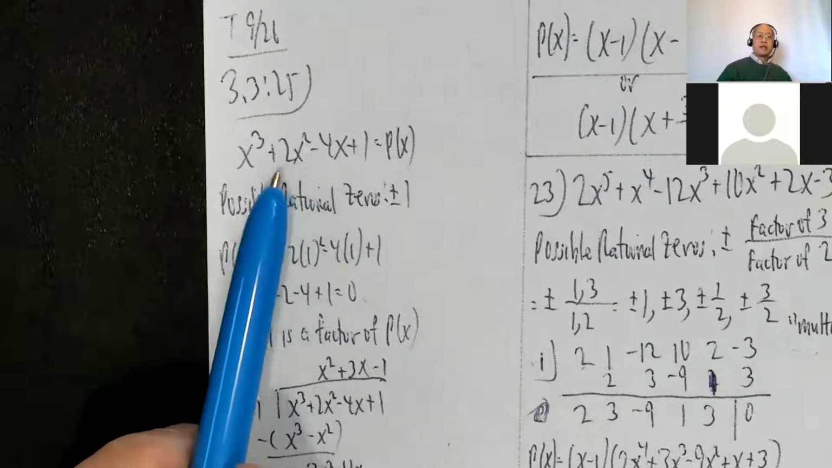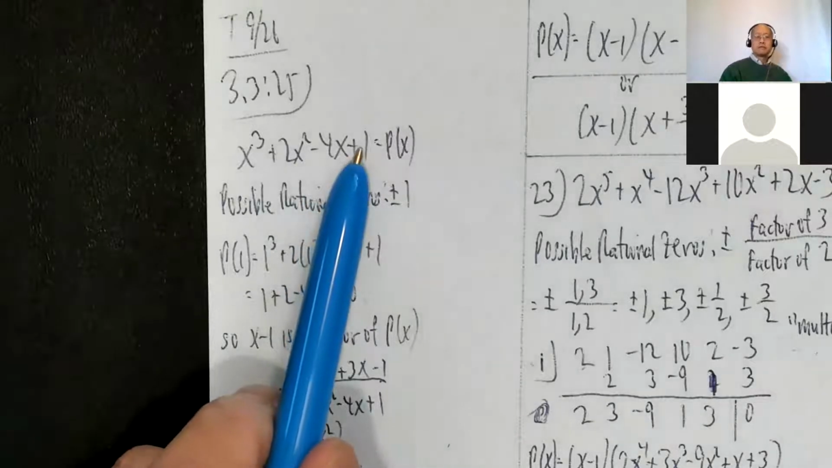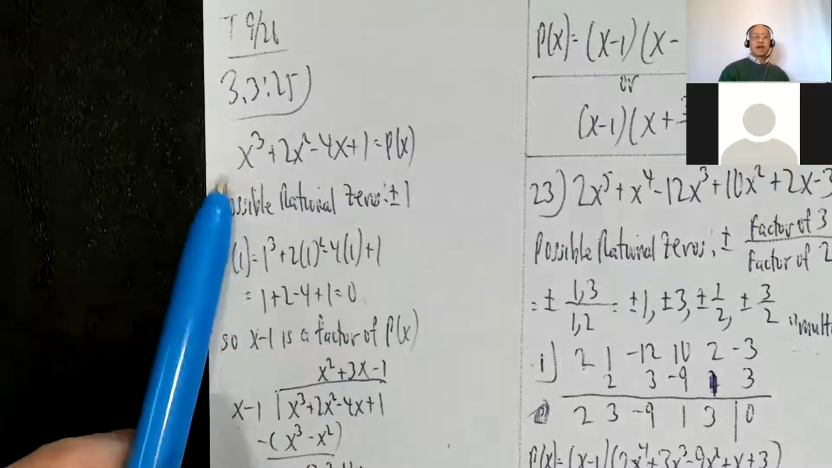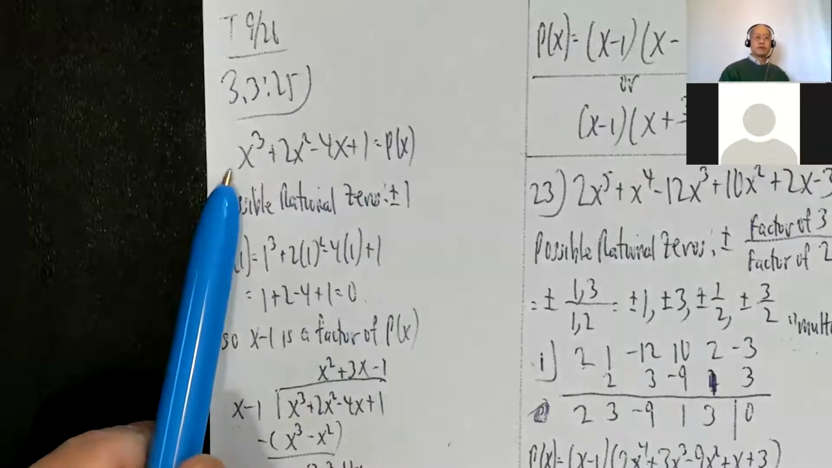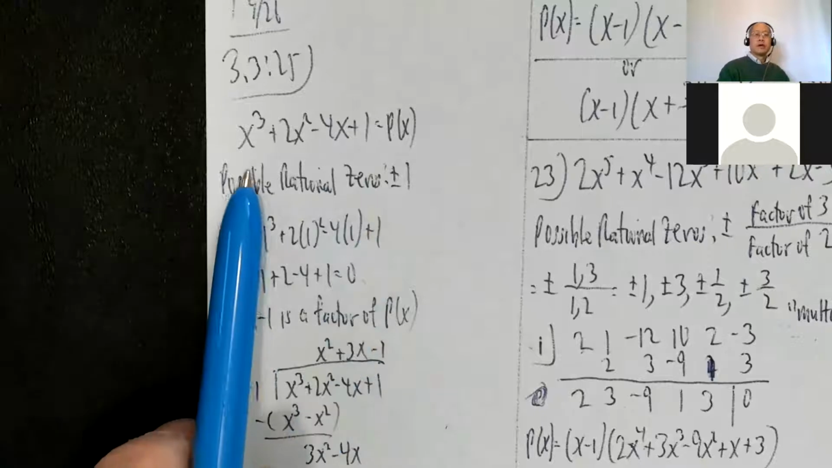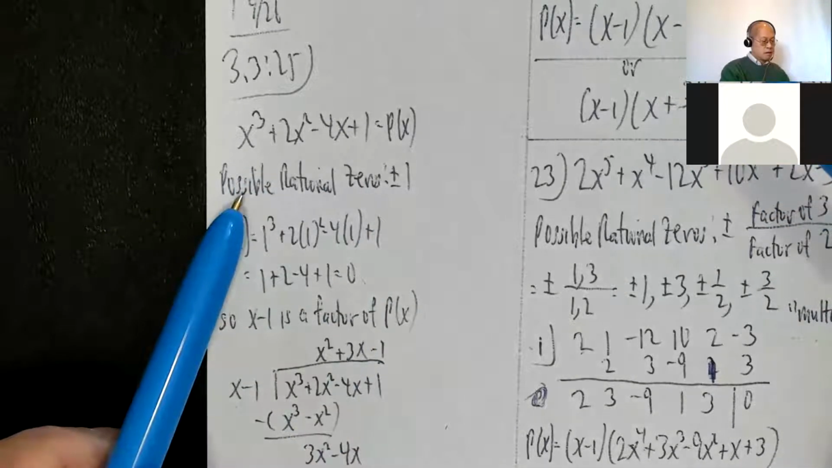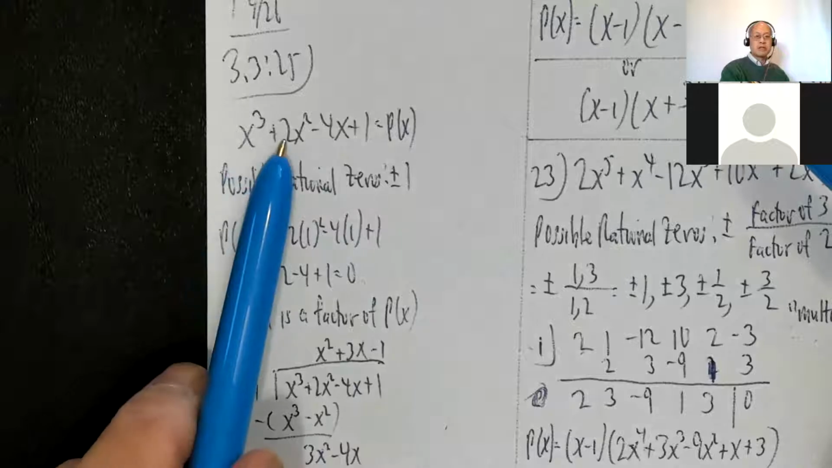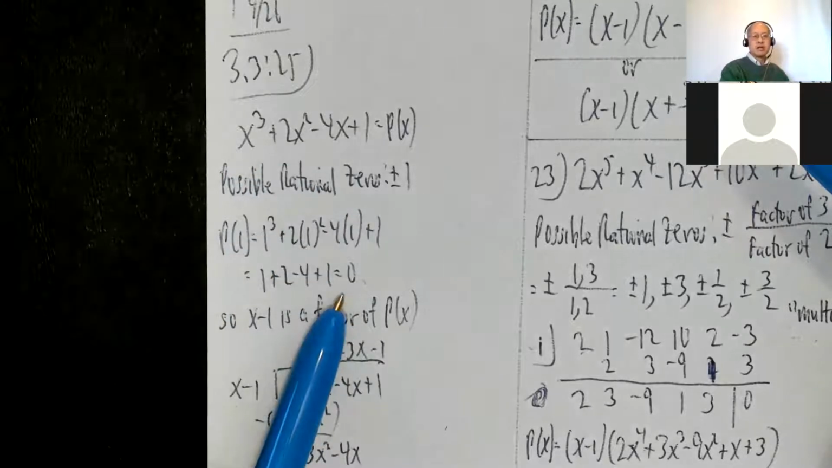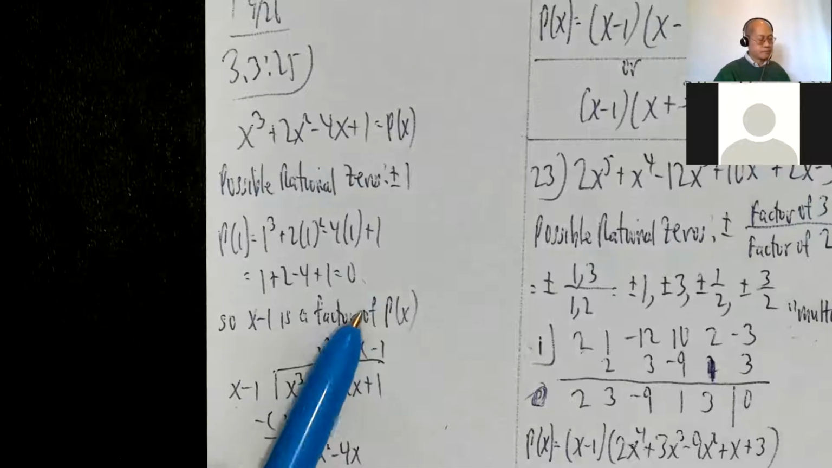Because the way the rule works is plus or minus factor of the constant. So what are the factors of 1? Well, it's only 1, divided by a factor of the leading coefficient, 1. So I only have to try 1 and negative 1. You can probably tell right away that 1 works, doesn't it? If you plug in 1, 1 plus 2 minus 4 plus 1 is 0. Therefore, x minus 1 is a factor of p of x.